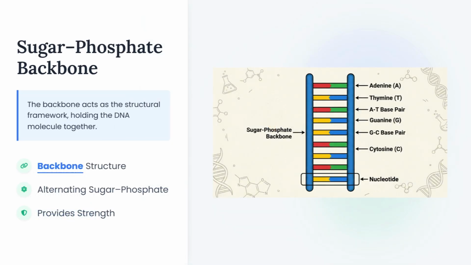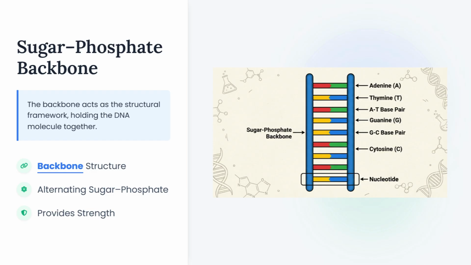The heading is Sugar-Phosphate Backbone. It says the backbone acts as the structural framework holding the DNA molecule together. Under backbone structure, it lists alternating sugar-phosphate and provides strength. The diagram shows a short sequence labeled sugar-phosphate backbone, with bases adenine, thymine, guanine, and cytosine attached, and base pairs AT and GC indicated. Okay, focus on the sides of this ladder-like structure in the diagram.